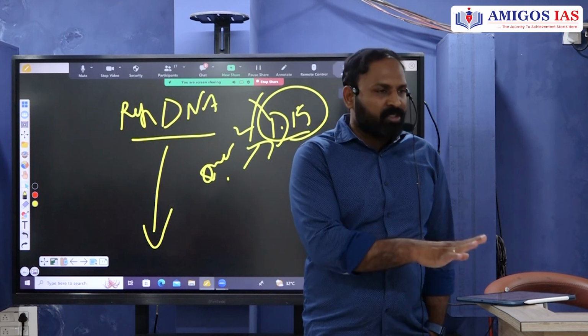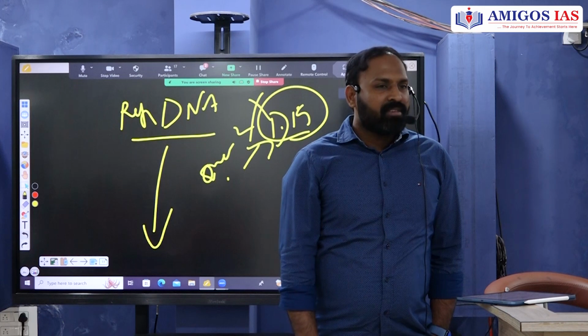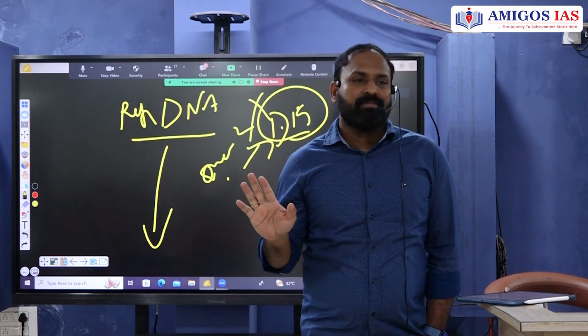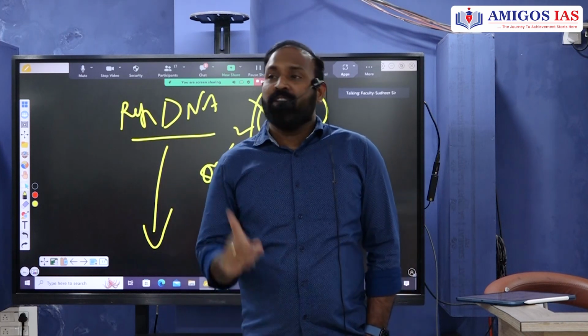Now, why such mistakes crop up? You know, but you don't execute. Why? Because you don't write test series. You need to address all these flaws in test series, not in UPSC.